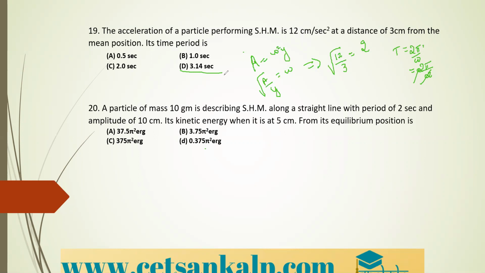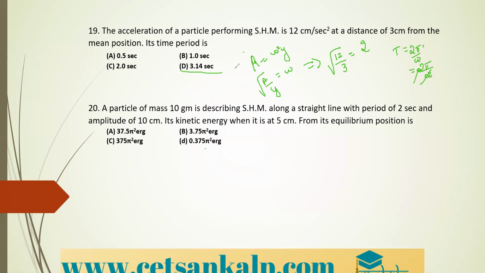The next question. A particle of mass 10 gram is describing simple harmonic motion along a straight line with time period 2 seconds. So mass is given 10 gram. Time period is given 2 seconds. Amplitude is given 10 centimeter. You need to calculate the kinetic energy when the displacement is 5 centimeter.